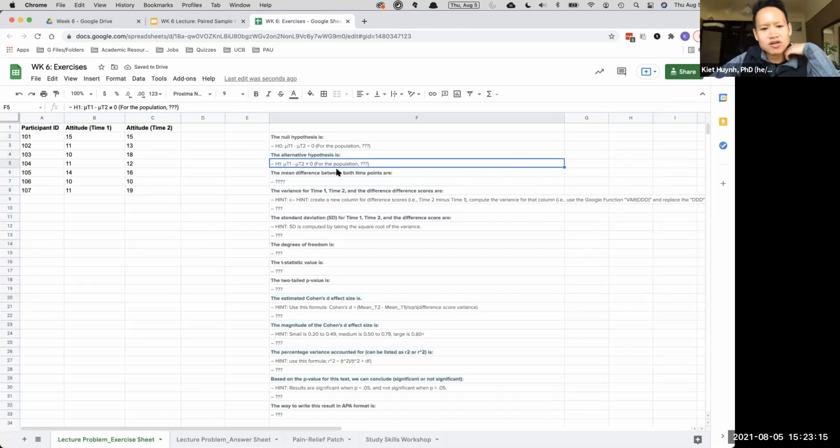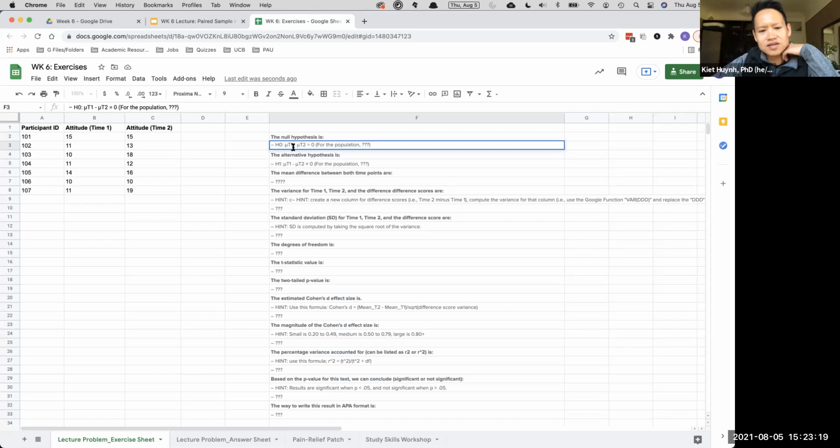Okay. The null hypothesis is H naught: mu 1 minus mu 2 equals 0. Remember, this means the mean in the population for time 1 minus time 2 is 0, meaning there's no difference. So how will we state this in words? We would say, for the population, there is no difference in attitude between time 1 and time 2.